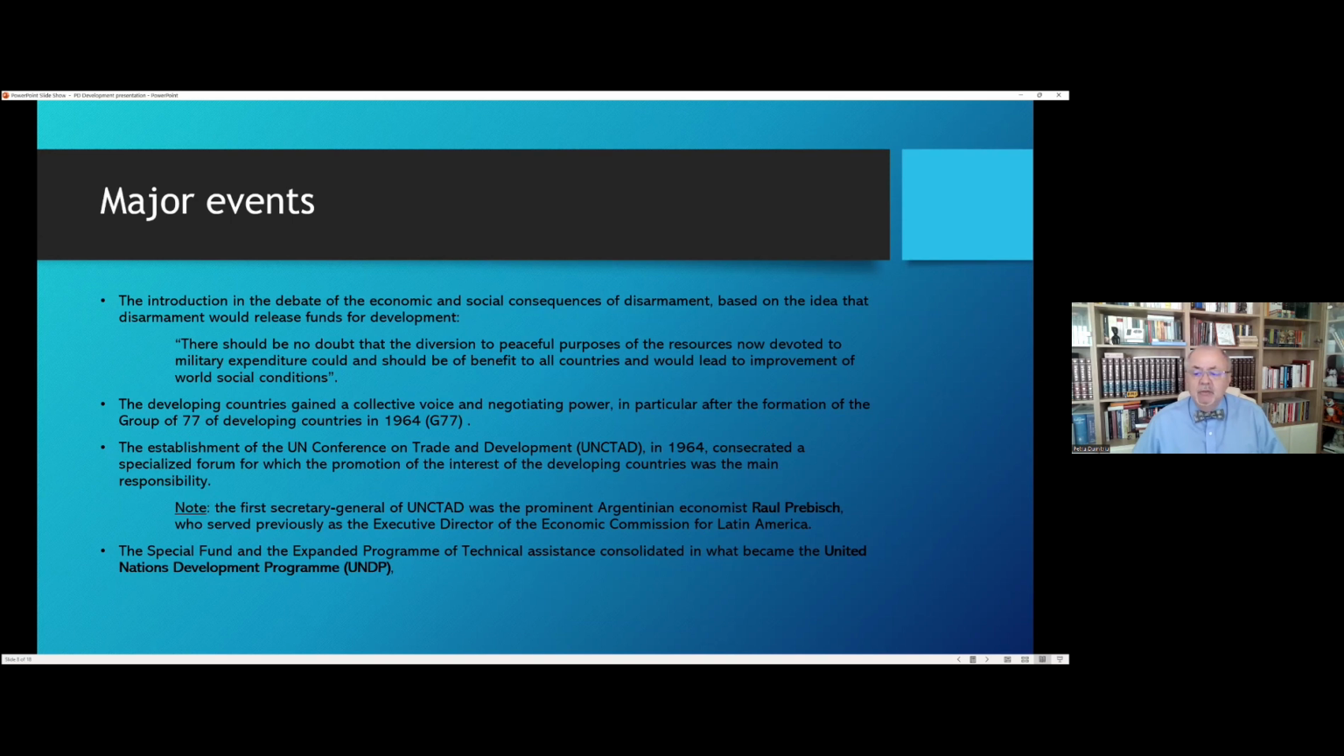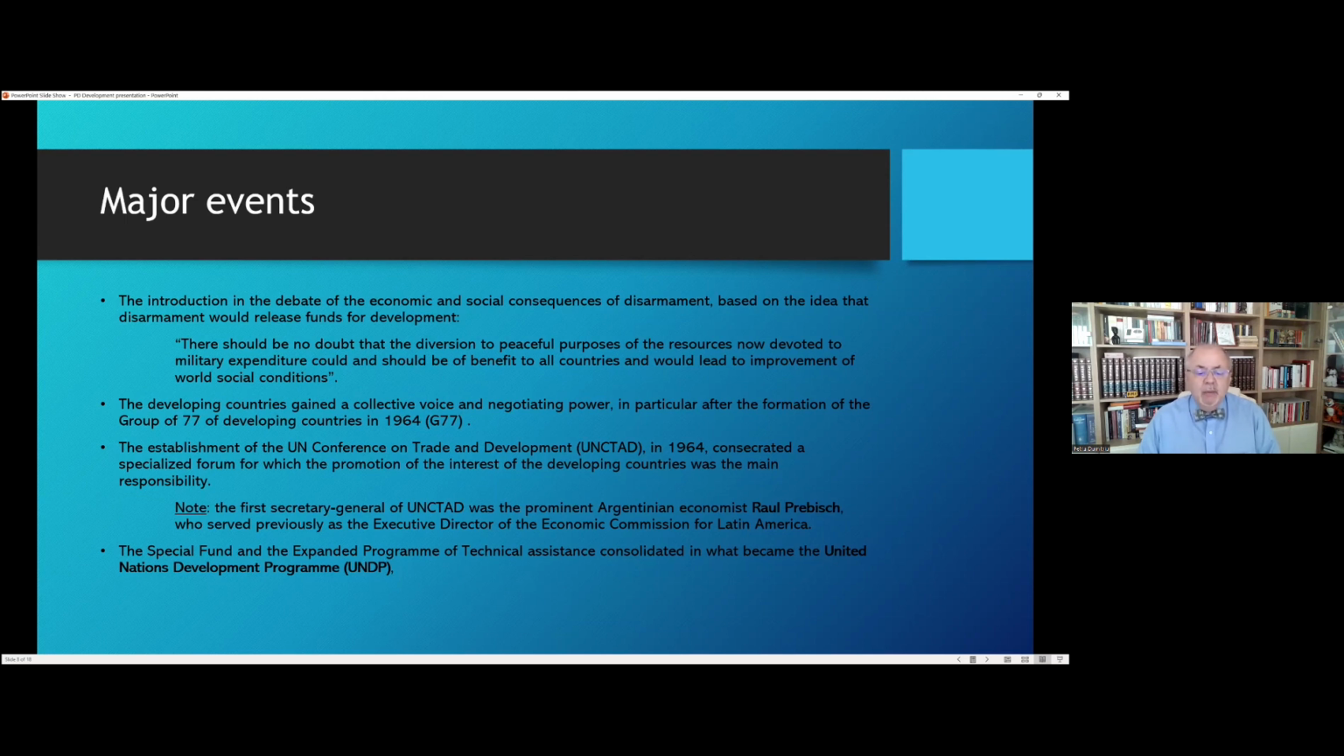On the institutional side, the developing countries created a collective voice and an important negotiating power in the negotiation on development by the formation of the Group of 77, which most of you belong to countries that are members of, the famous G77, which of course now includes 134, 135 countries, so it's almost double the numbers. So that was very important because in the negotiations, you had a sort of collective voice, not just individual, former colonial or other developing countries.